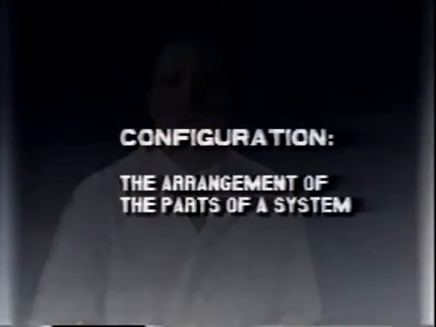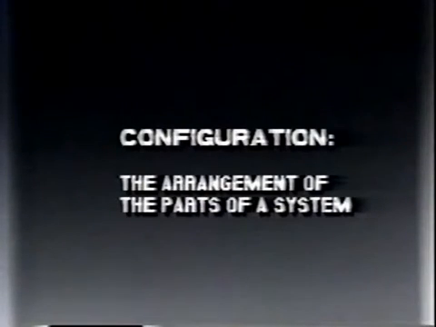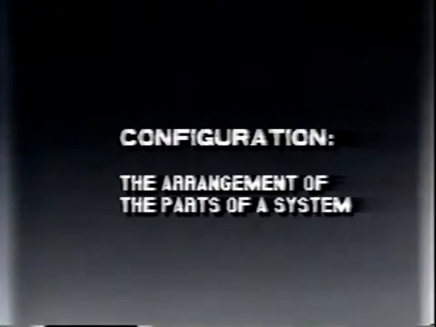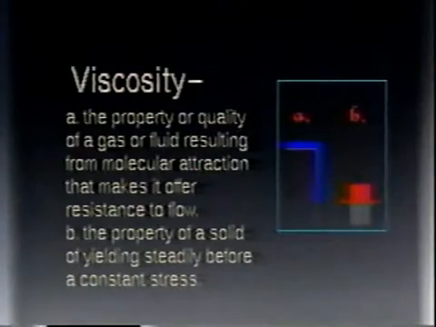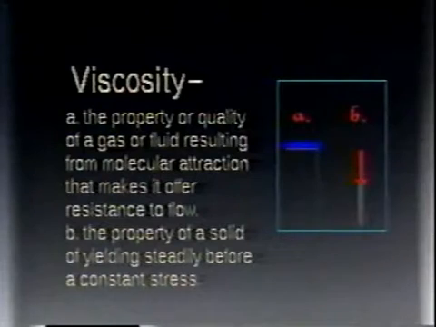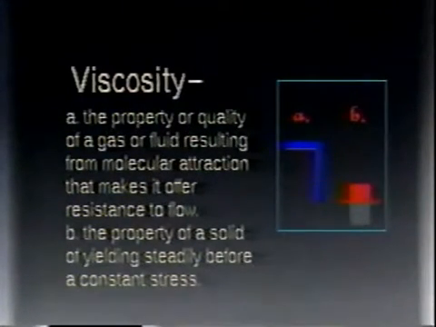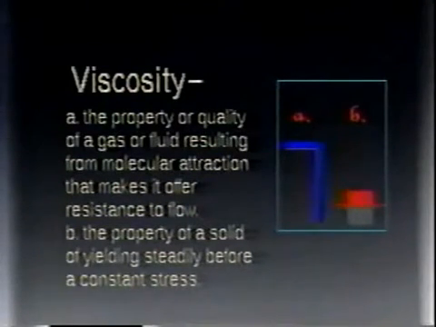First, configuration. Configuration is the arrangement of the parts of a system. Configurational relationship is the relative aspect of each of the components of the system as they relate to one another. Viscosity describes the property or quality of a gaseous or fluid body resulting from molecular attraction, which makes them offer resistance to flow macroscopically. It's the property of a solid of yielding steadily before constant stress.